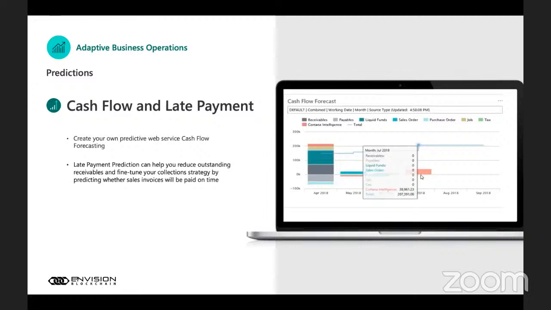Effectively, it allows you to manage the receivables. That's really important to the overall financial health of a business. There is a late payment prediction extension, which can help you reduce outstanding receivables and fine-tune your collection strategy by predicting whether sales invoices will be paid on time. So for example, if a payment is predicted to be late, you might want to adjust the terms of the payment or the payment method for the customer.